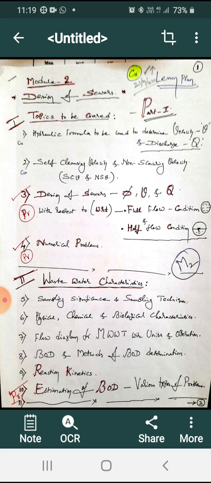We have four types: a river intake, lake intake, reservoir intake, and a canal intake. You have studied the varieties of intake structures in the last semester also, right?